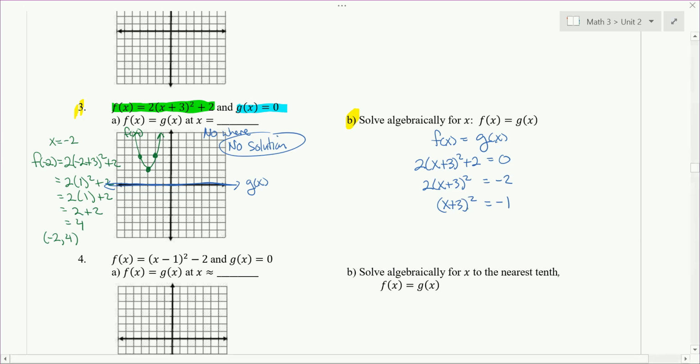If I keep working through this, I take the square root of both sides. And another indicator here is if you take the square root of a -1, you're not going to have a real solution. So I'm going to stop here. And real is the key word here. So there's no real solution. There is an imaginary solution, but no real solution.